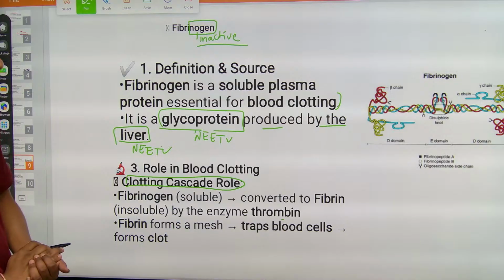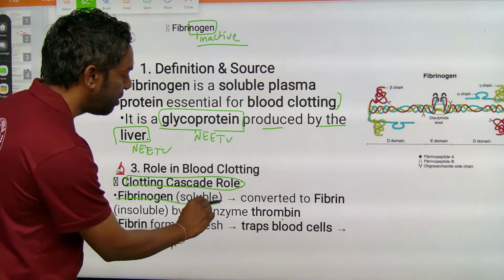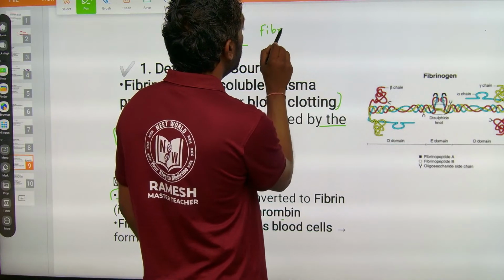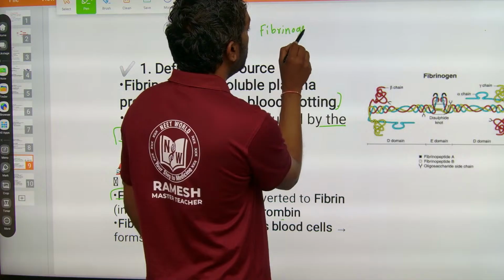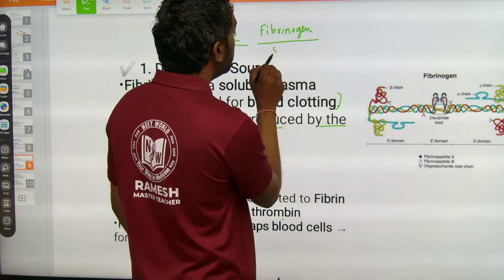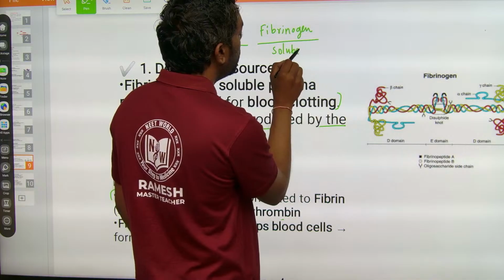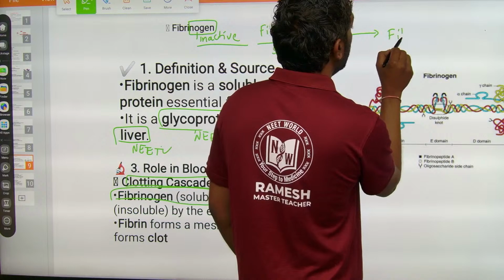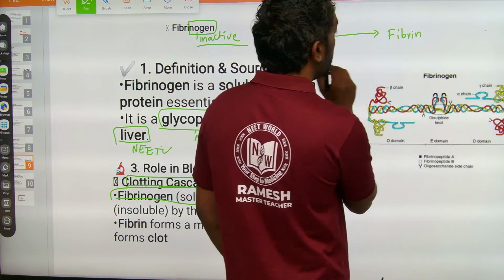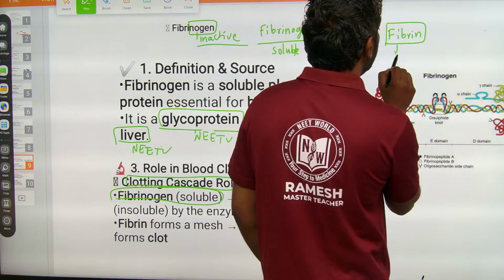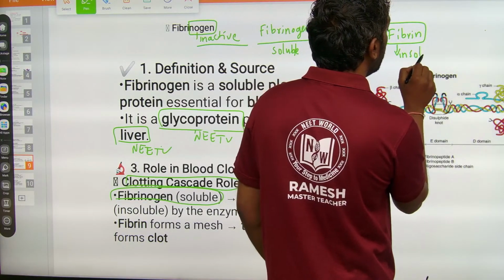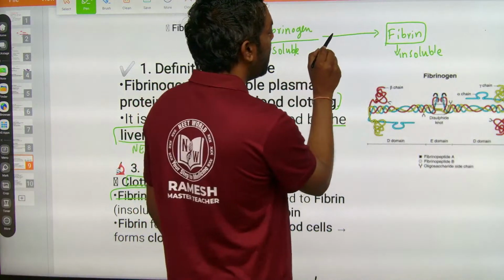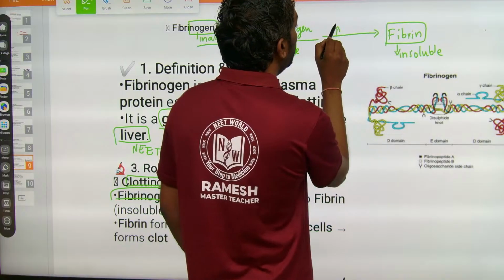How is it involved in blood clotting? Fibrinogen is actually soluble. Fibrinogen, nogen means inactive, right? It is soluble. So it changes into fibrin. Fibrin is an insoluble protein. Who can convert it? It is thrombin. Thrombin can convert fibrinogen into fibrin.